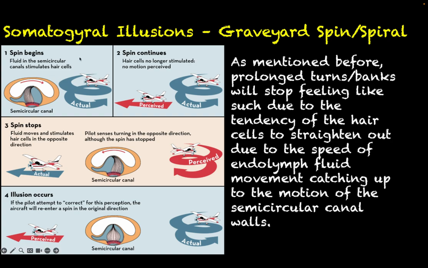So the idea here is that when you go into that initial spin or that initial turn, that is going to move the endolymph fluid, and you will deflect the cupula, and you will feel as if you're moving or spinning in that particular direction. But if you stay in that turn or that spin long enough, you'll start to feel like you're just maintaining level flight, because, again, you stop feeling the acceleration because there is no longer any acceleration. You're just turning at a constant rate with constant velocity and no acceleration. So even though you are continuing to turn, you start feeling like you're going straight.